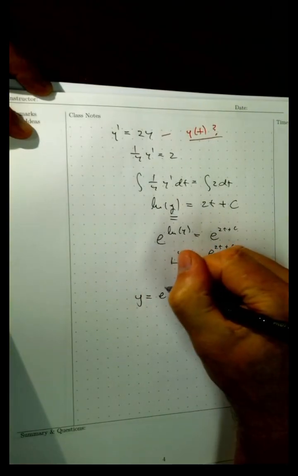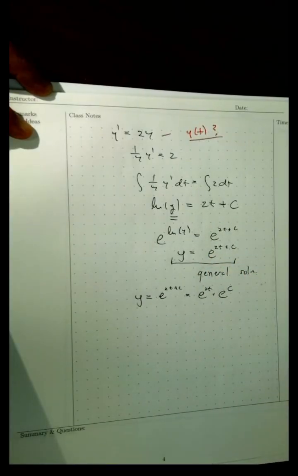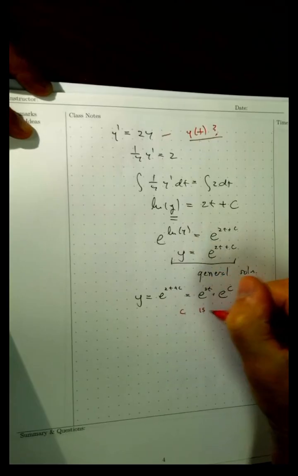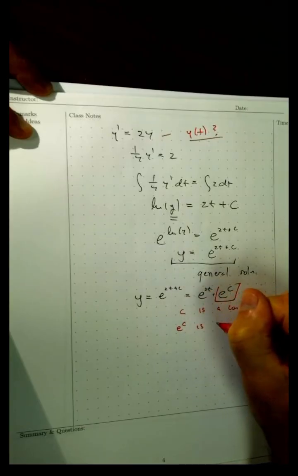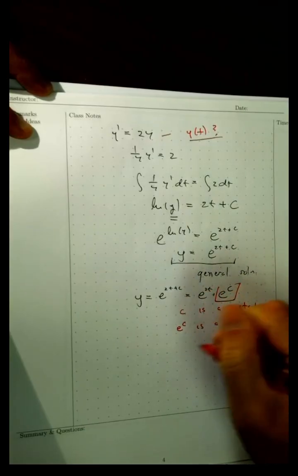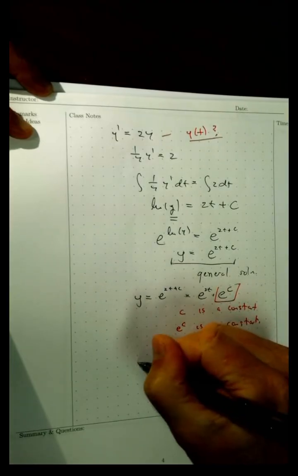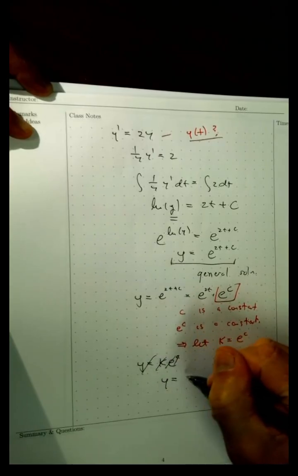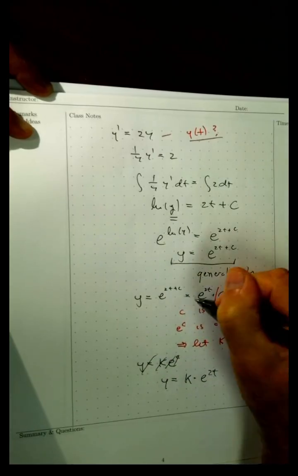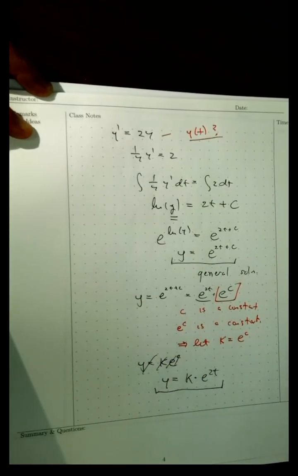So I'm going to take a few more steps in this particular case. I'm going to notice that e to the 2t plus c is the same as e to the 2t times e to the c. And again, c is a constant, which means that e to the c is a constant. So I'm just going to arbitrarily define a new constant called k to be e to the c. And if I do that, y is k times e to the 2t. So a solution is going to look like that.